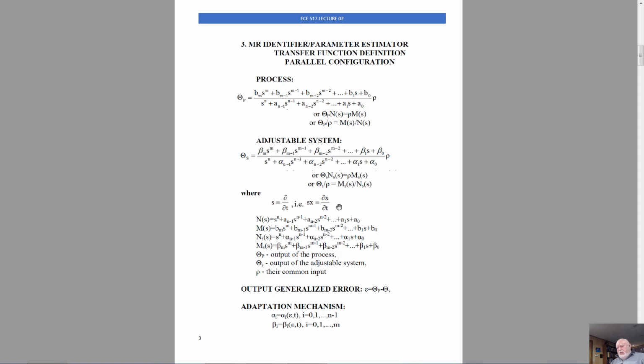Well, for the sake of being rigorous, we should keep in mind that the S symbol, the Laplace variable, is the symbol of differentiation. This is not that important. Those polynomials obviously are polynomials of S. They represent polynomial numerator, polynomial denominator, polynomial numerator and polynomial denominator. Theta P is the output of the process, theta S is the output of the adjustable system, and rho is their common input. The output generalized error epsilon is defined as this difference, and the adaptation mechanism, of course, is the function that defines parameters alpha of the adjustable system and parameters beta of the adjustable system as a function of time.